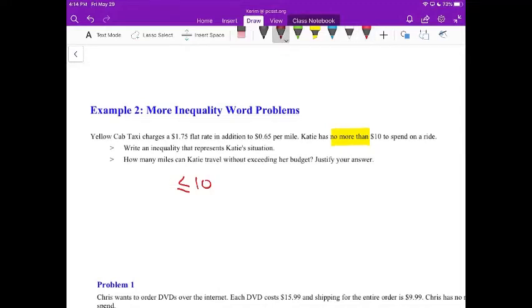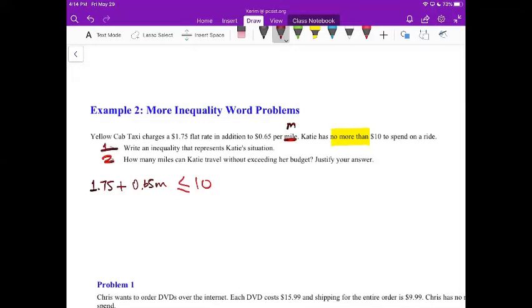We know that at the beginning, she's going to pay $1.75, just one time, a flat rate. Plus every mile. I don't know the miles, so let's use M as a variable, M is miles. And then I'm going to pay 65 cents per mile. But the maximum I have is $10. No more than 10 means maximum $10. I have $10 in my pocket. I don't have $10.01. So this is the first one.